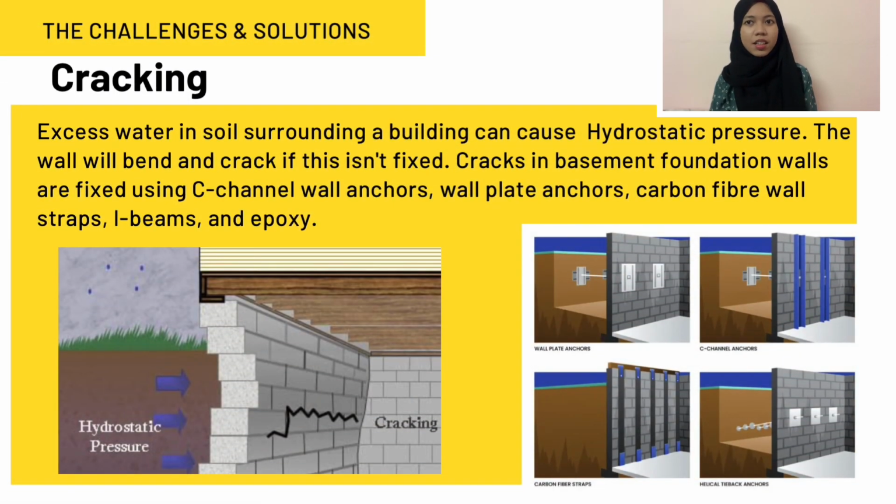One of the challenges of basement foundation is cracking. Excess water in the soil around the building can be extremely damaging. If the water cannot drain, hydrostatic pressure will rise and press on the wall. If this is not corrected, the wall will eventually begin to bend inwards and crack. Cracks in basement foundation walls are fixed using C-channel wall anchors, wall plate anchors, carbon fiber wall straps, I-beams, and composite.